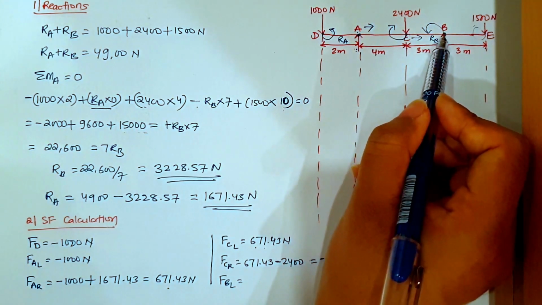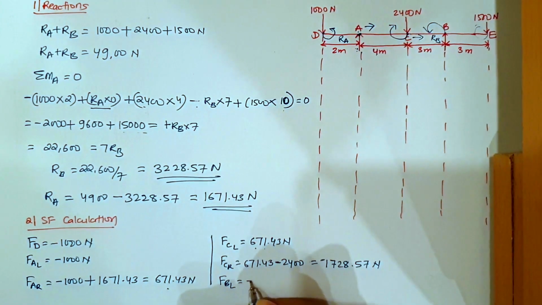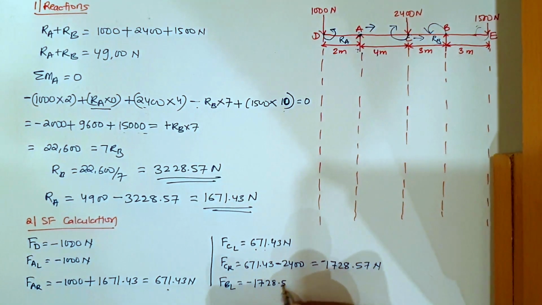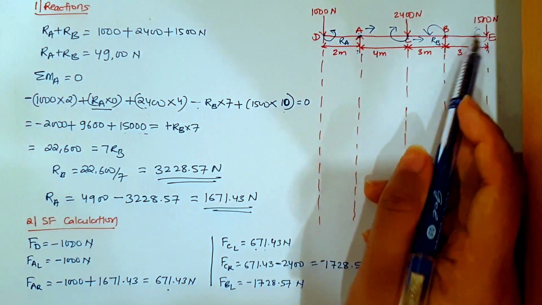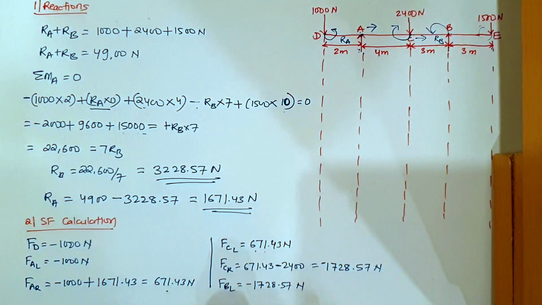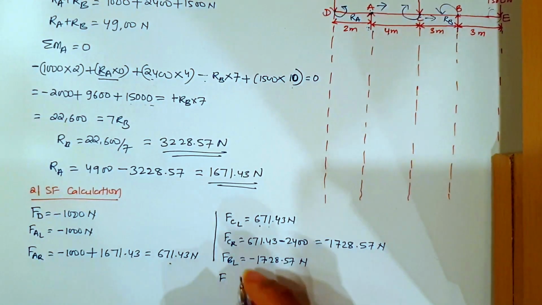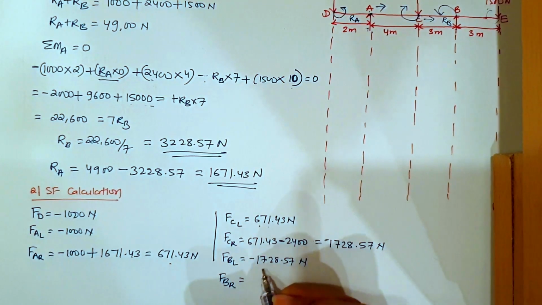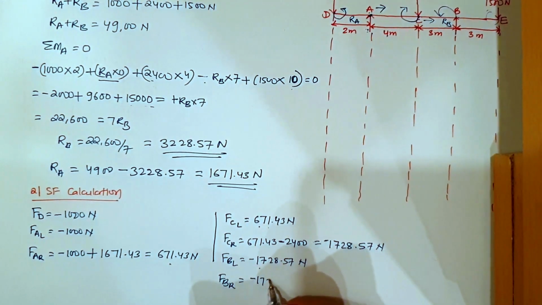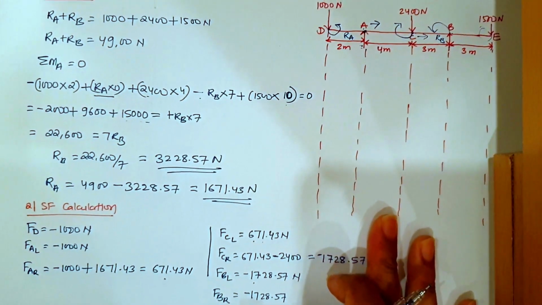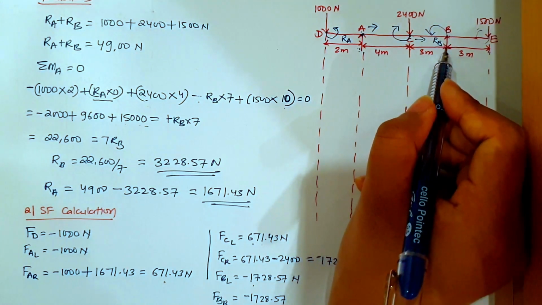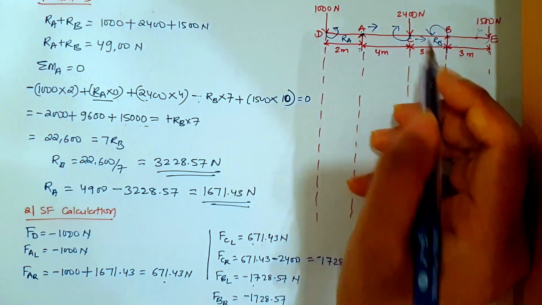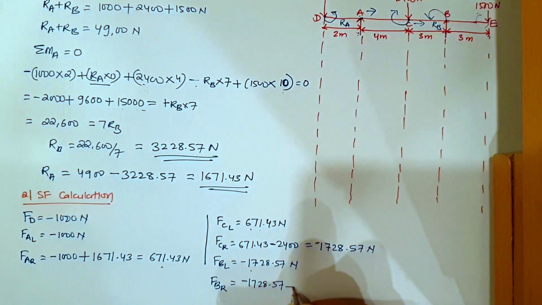Since there is no force in between C and B, it will remain the same, which is equal to 1728.57 Newton. Now the force at the right hand side of B will be equal to the last force that we got, which is minus 1728.57. As you can see, at this point B there is a reaction RB, which is the support. Since this support reaction is coming from bottom to top, it will be positive. So I have plus RB.